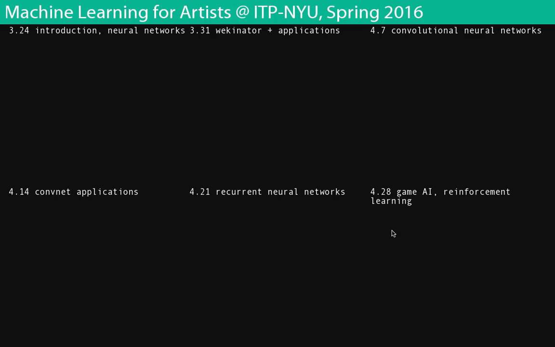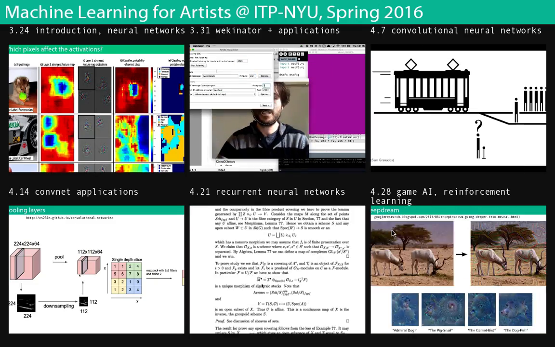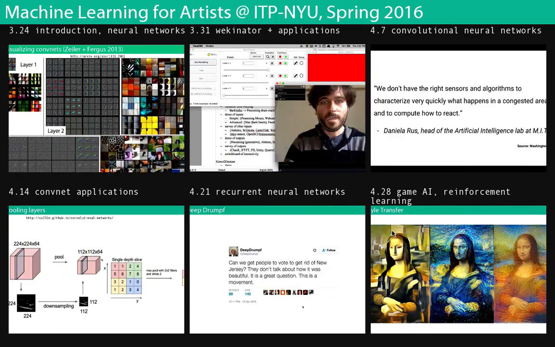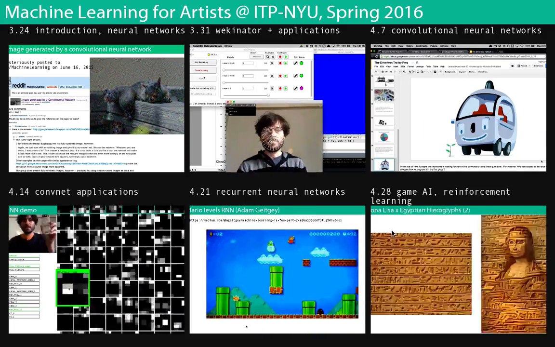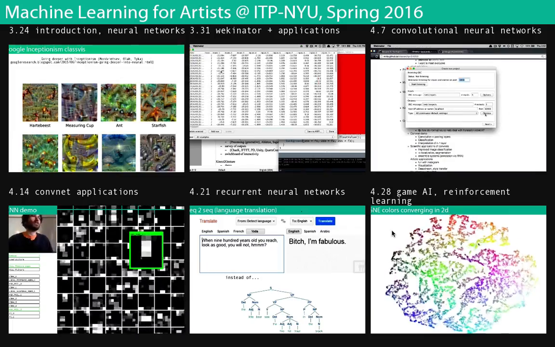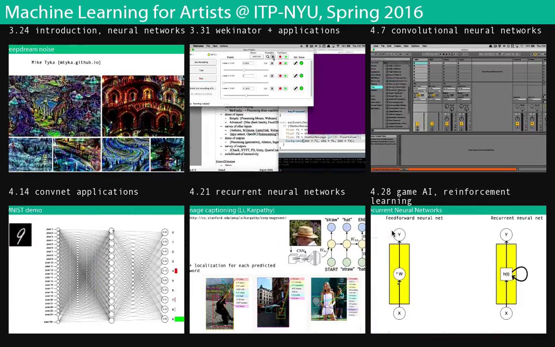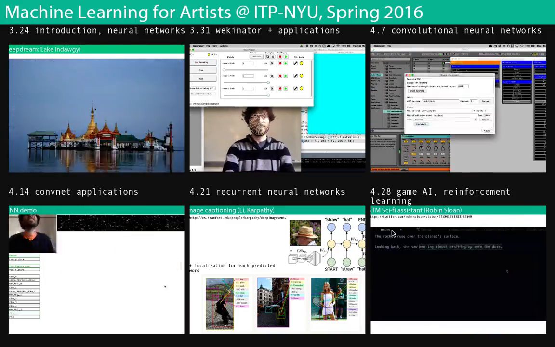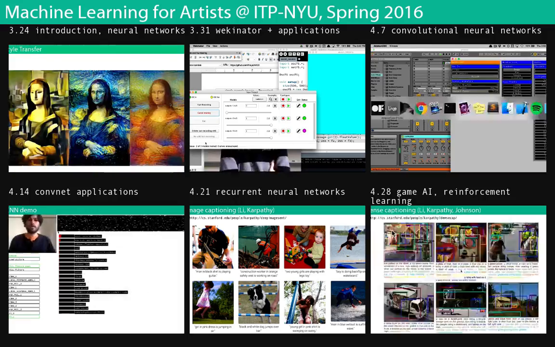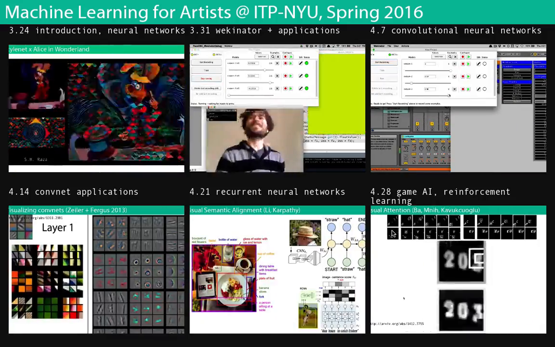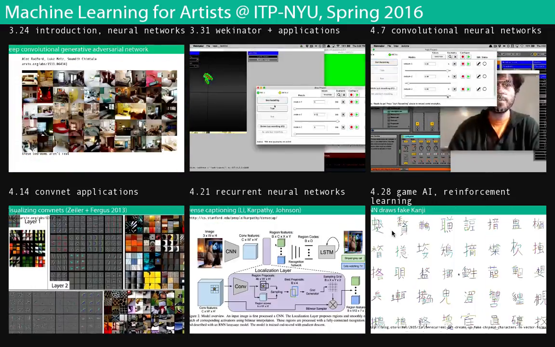Okay, so this is called the neural aesthetic. What you're looking at is a class I just taught here at ITP called Machine Learning for Artists. This is going to be something of a condensed version of that. That was about 12 hours over 6 weeks. Today we have 2.5 to 3 hours in one day, and some new stuff to look at.